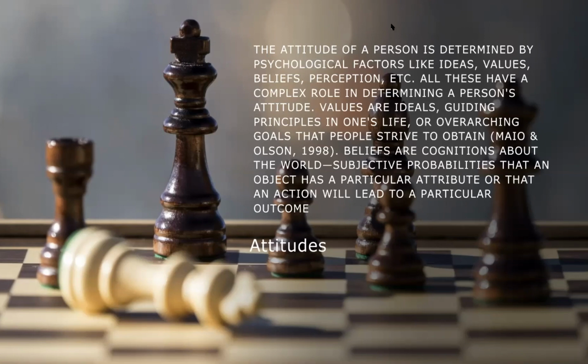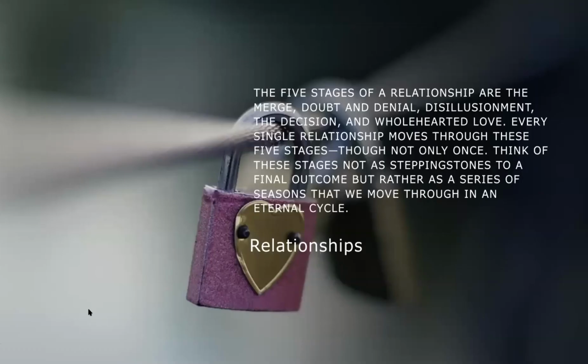Now, let me tell you why. Relationships. That's the R, relationships. The 5 stages of a relationship are the merge, doubt and denial, disillusionment, the decision, and wholehearted love. Every single relationship moves through these 5 stages, though not only once. Think of these stages not as stepping stones to a final outcome, but rather as a series of seasons that we move through in an eternal cycle.